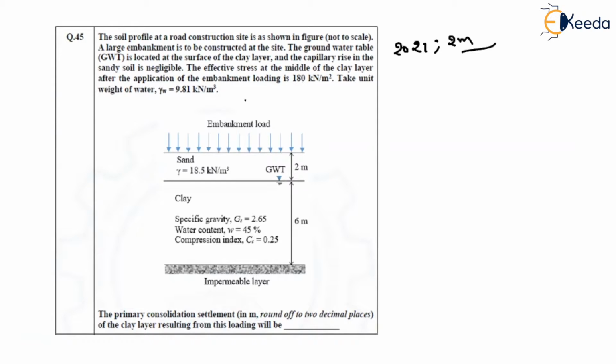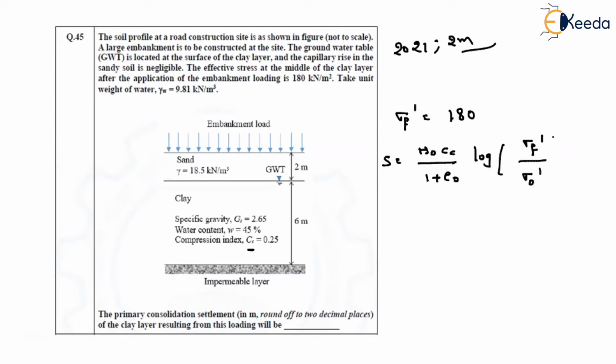So here, the effective stress is given at the center of the clay layer after the application of the embankment. How much? 180 is given. We just have to find out the initial value, isn't it? Now if you see here, the compression index is given. If the compression index is given, which formula do we have to use? Settlement is nothing but H0 into Cc divided by 1 plus e0 into log of effective stress at the middle of the clay, final to initial.